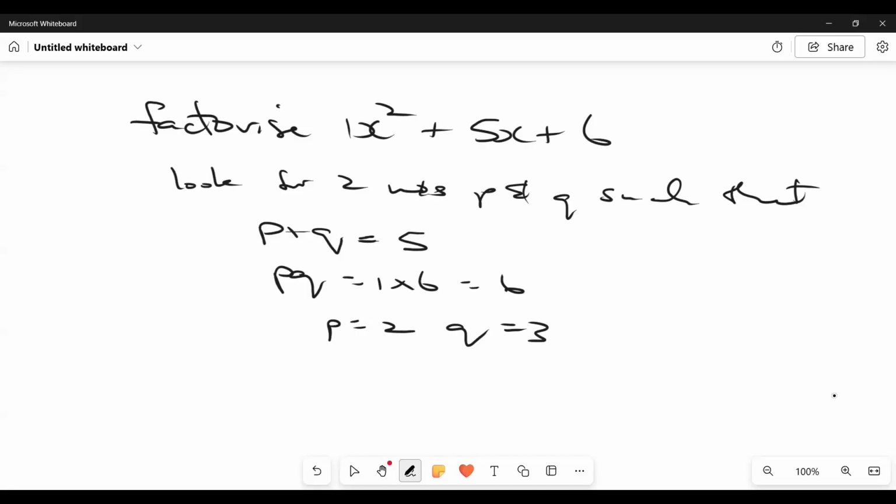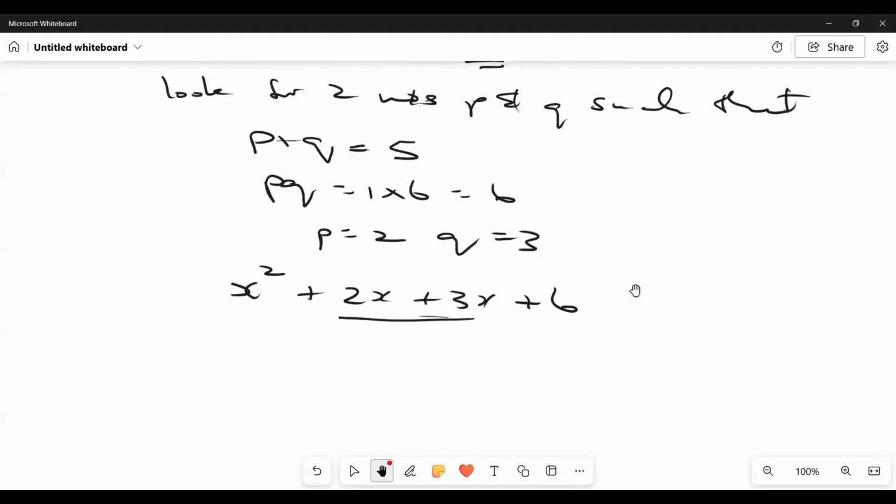So what we're going to do now, we're going to take this expression and write it back. And no, we're not going to use 5x. We're going to use the numbers 2 and 3, and this is what we're going to do. x squared plus 2x plus 3x, same 5x, but you're splitting it into two parts, plus 6, right?